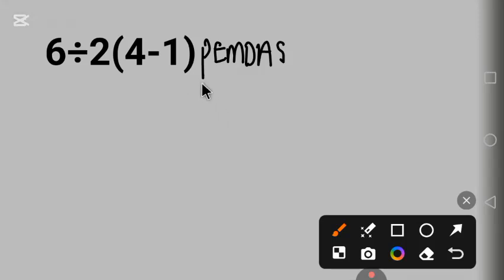The first one here is parentheses. 4 minus 1 is the numbers in parentheses. So let's begin with 4 minus 1. Let's bring out this 6, divided by, bring down these 2. Parentheses: 4 minus 1 is 3.